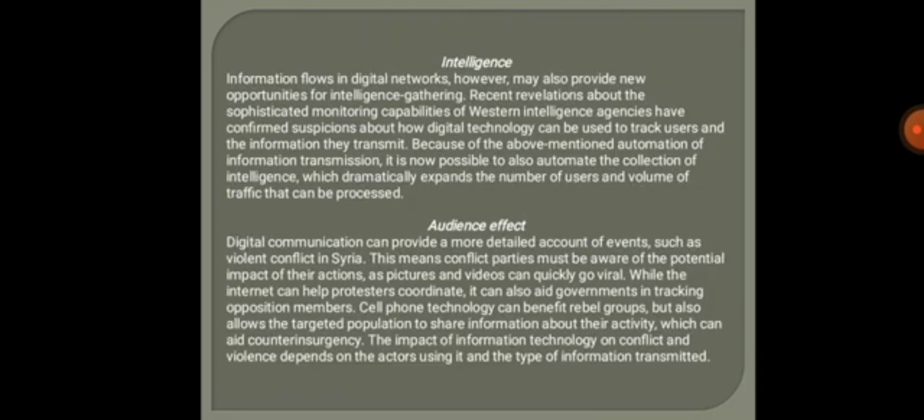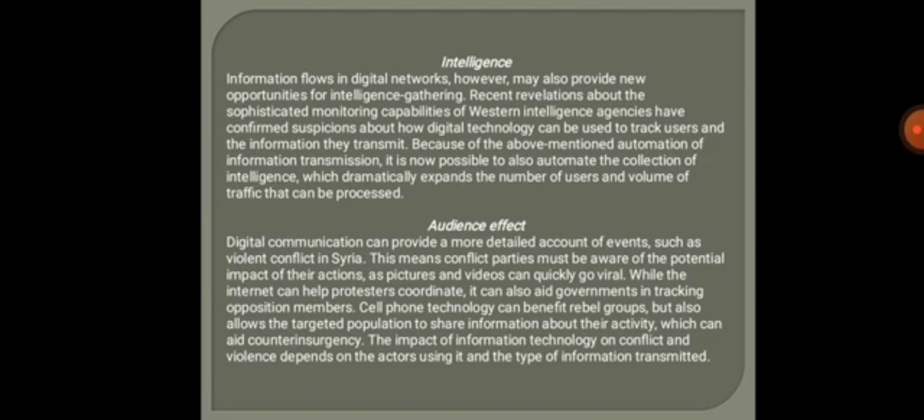On the intelligence part, information flows in the digital networks, however, may also provide new opportunities for intelligence gathering. Recent revelations about the sophisticated monitoring capabilities of Western intelligence agencies have confirmed suspicions about how digital technology can be used to track users and the information they transmit. Because of the above-mentioned automation of information transmission, it is now possible to also automate the collection of intelligence, which dramatically expands the number of users and volume of traffic that can be processed.